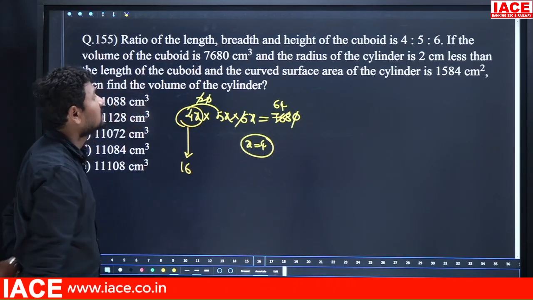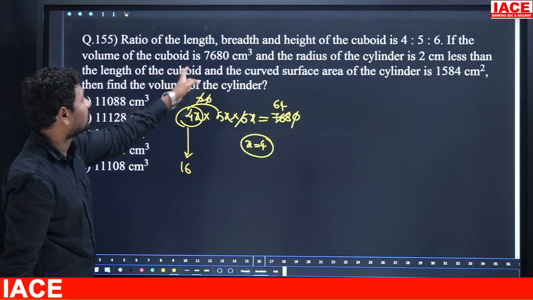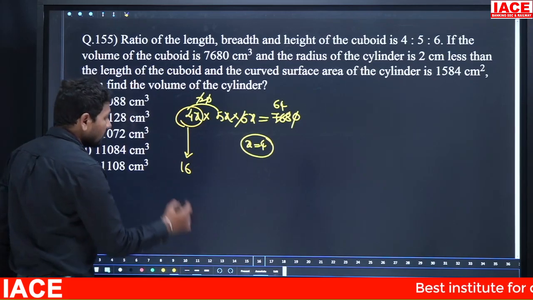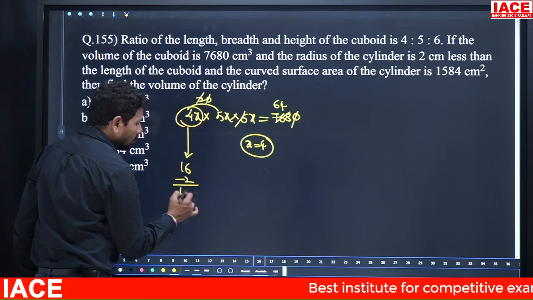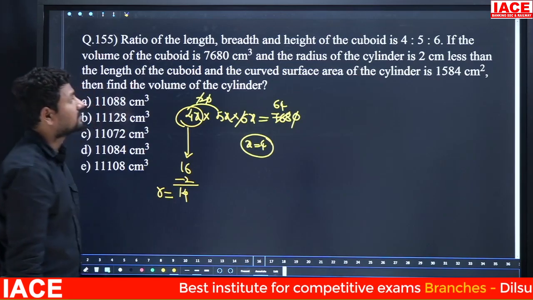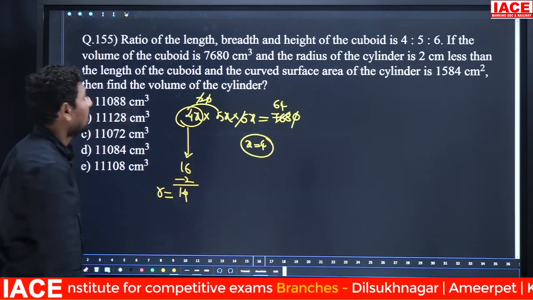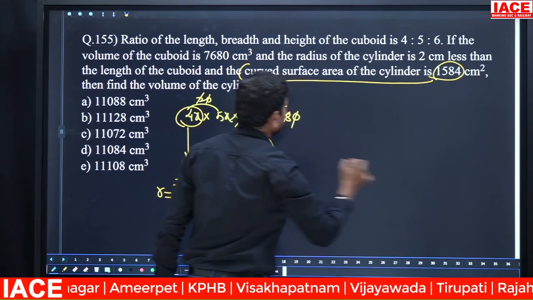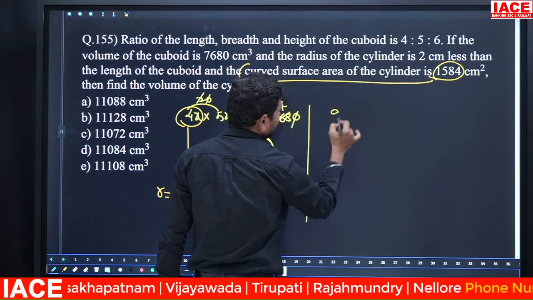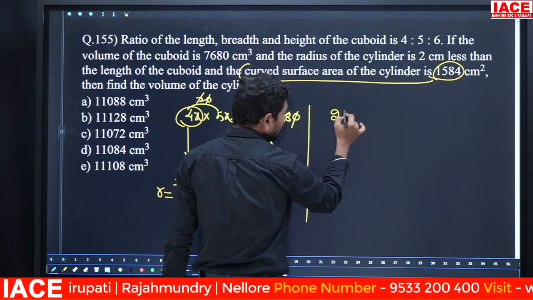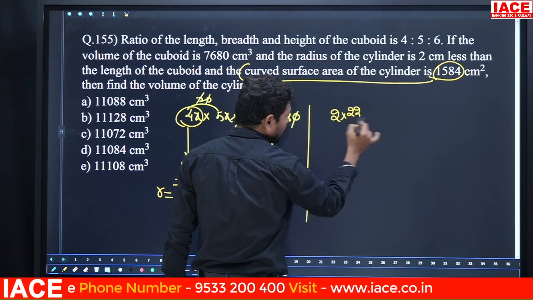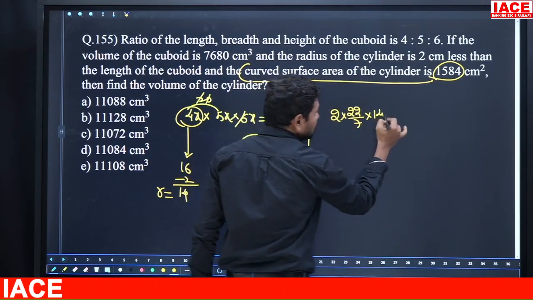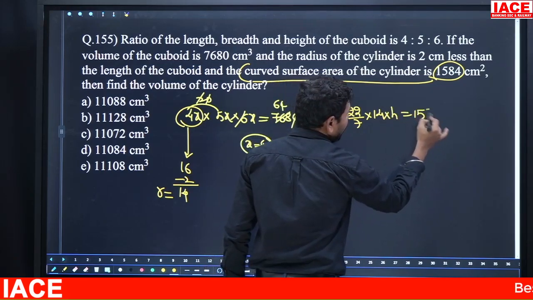16. It becomes 16. If the volume of the cuboid is 7680 and the radius of the cylinder is 2 centimeter less than the length of the cuboid, then 16 minus 2, it is becoming how much? It is the radius. Radius becomes 14 for the cylinder, and clearly mention the curved surface area. Curved surface area of the cylinder is 1584. Then the curved surface area formula is 2 pi RH. 2 pi value you can write 22/7. R value is 14. Then H it is equal to 1584.